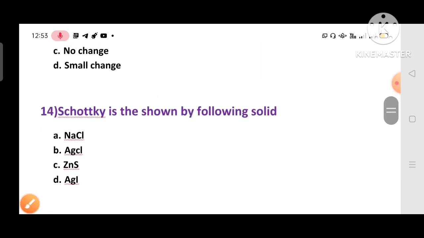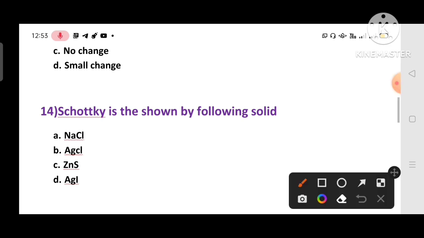Next question, Schottky defect is shown by following solid, option A sodium chloride, option B silver chloride, option C zinc sulfide, option D silver iodide. And the right answer is option A, sodium chloride.